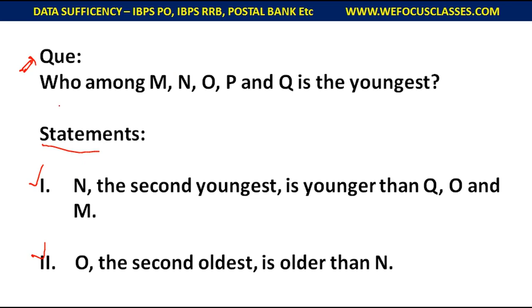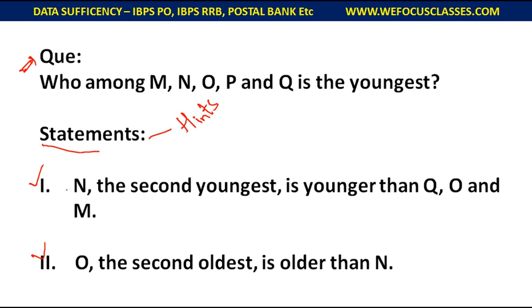Here I'm taking very simple examples, so in order to understand the topic we are going with some small examples, friends. Here the question is given: who among M, N, O, P and Q is the youngest, followed by 2 statements. We can also say these are hints. By using these hints, we need to solve the question.